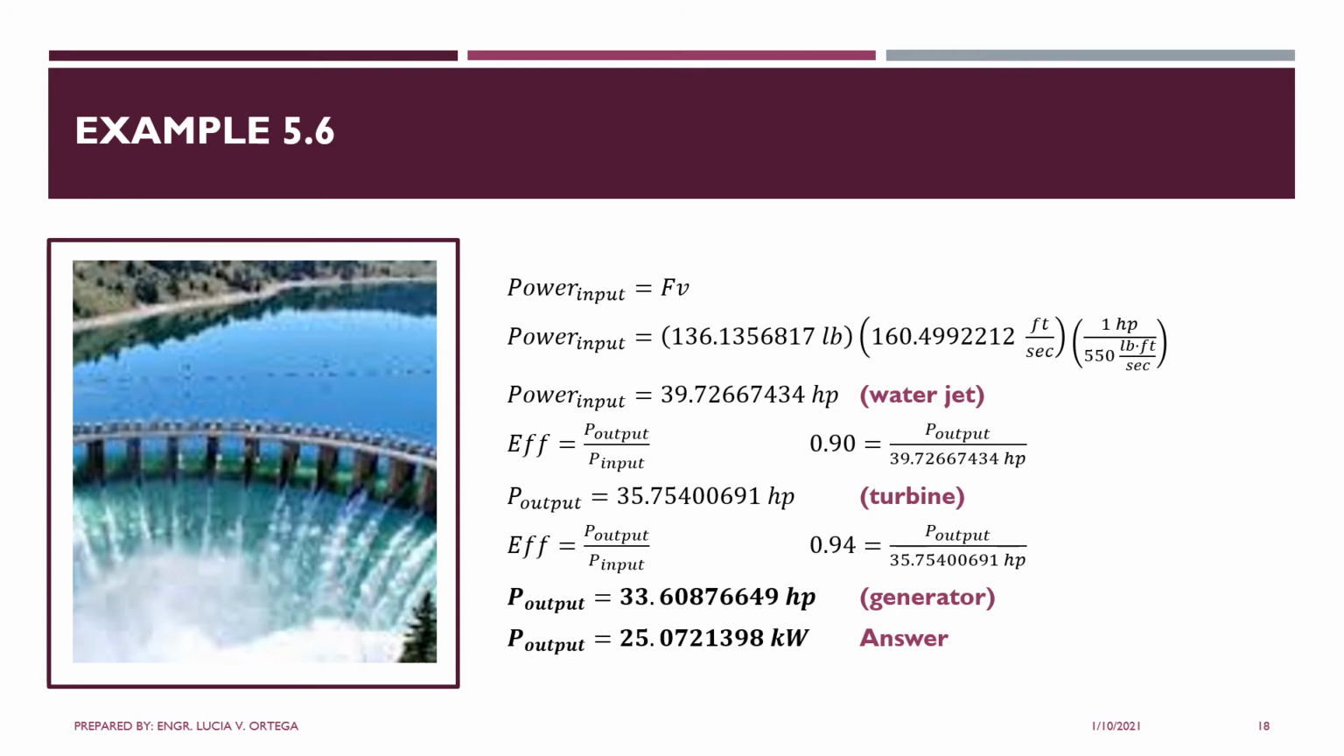The required answer in the problem is in kilowatts, so you can divide this by 746 watts in 1 horsepower, and then divide by 1000 so that it would be in kilowatts. So the power output of the generator is 25.07 kilowatts.